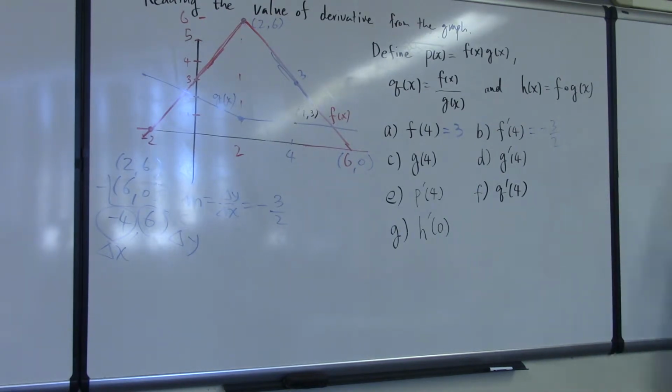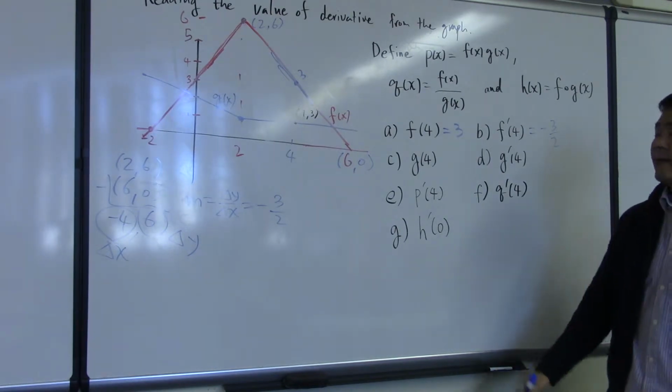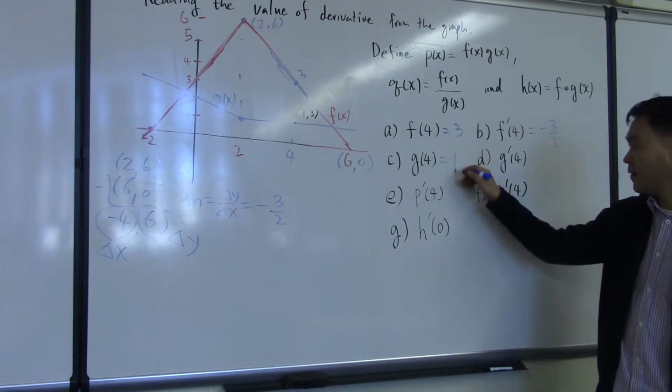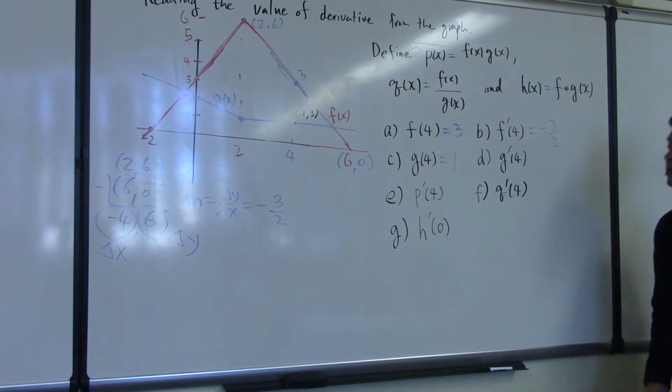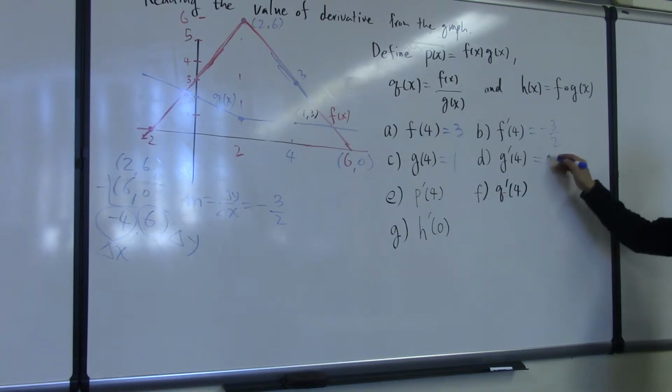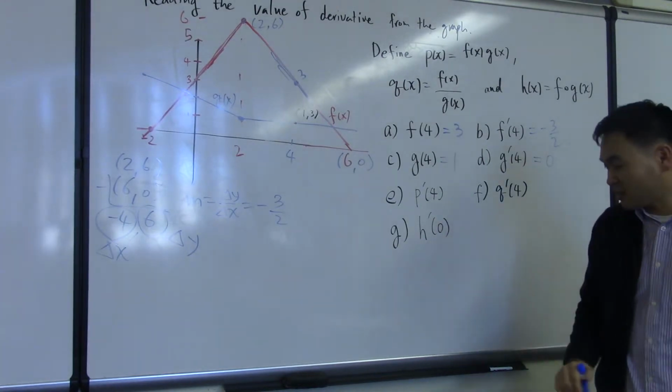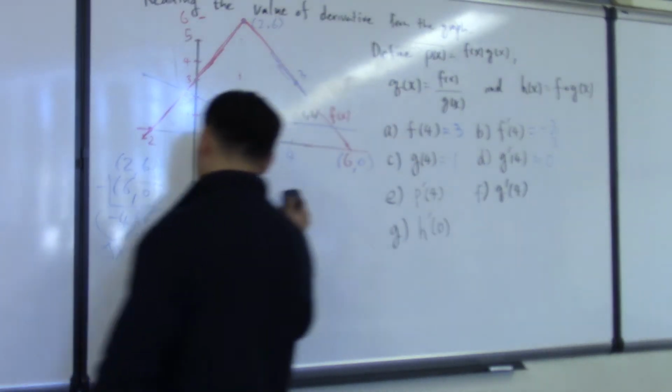What's g of 4? 1. What's g prime of 4? 0. 0, because it's a horizontal line, right? Horizontal lines have 0 slope. Okay. Now, starting from E, that's when it gets interesting.